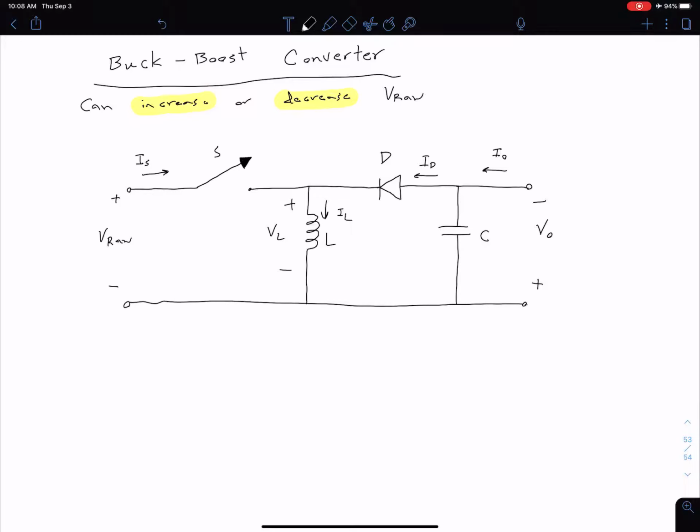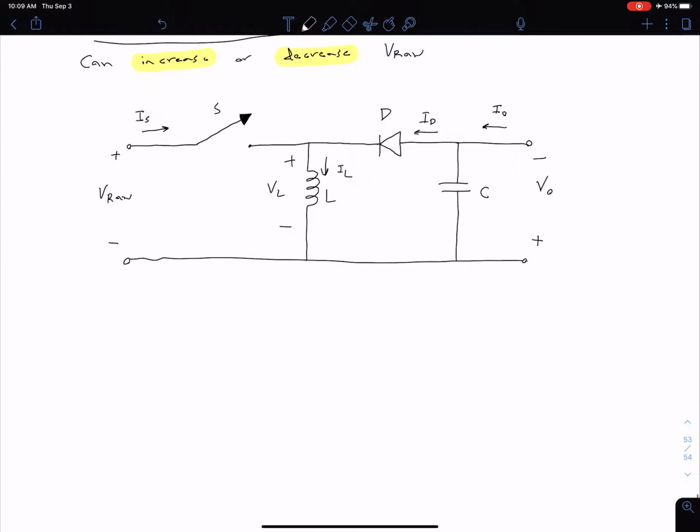Looking at our circuit configuration here, again, we notice we have all these same components that we've seen in our buck and our boost converters. We have a switch, an inductor, a diode, and a capacitor. The main difference between our boost converter and this buck-boost converter is we've essentially just switched our positions for our inductor and our switch. So now instead of the output voltage being across our switch, it's across our inductor. Again, keep in mind we're neglecting any voltage drop across that diode.